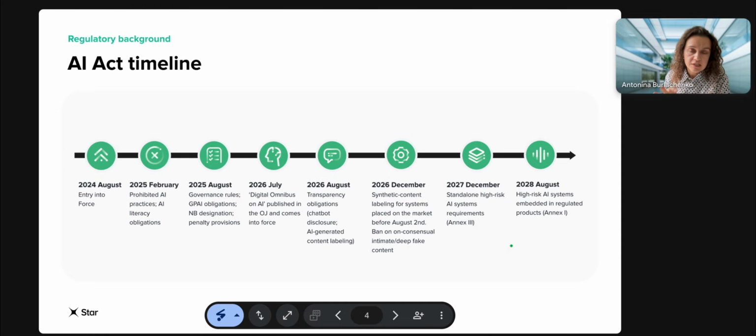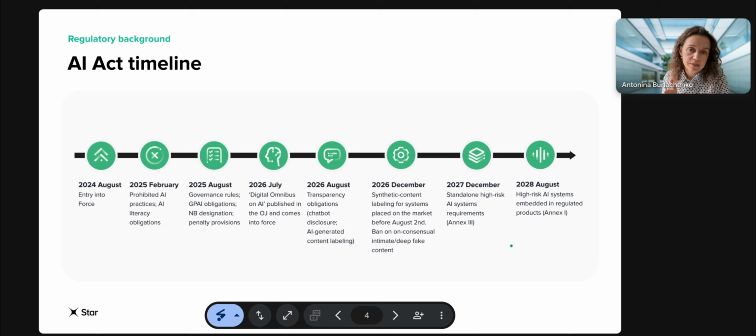The next milestone was August 2025, when governance rules were rolled out, and obligations for general-purpose AI models came into force. Besides that, notified body designation happened, and penalty provisions started being applicable. So that was last year. This year actually brought major changes and a shift in the AI Act. The final step of that change happened at the end of July 2026, when the so-called Digital Omnibus on AI was published in the Official Journal of the European Union. This Digital Omnibus introduced certain changes related to the European AI Act rollout timeline.